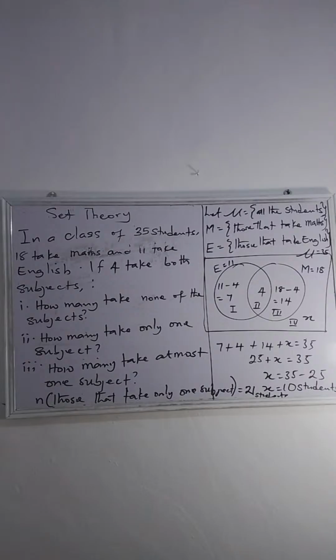So how many students take at most one subject? I can see 21. I'm seeing 18, 21, 21. Now let others drop their answer before we do it together. All right, 21, 21, 7, 31. Okay, all right. Now let's do it together.